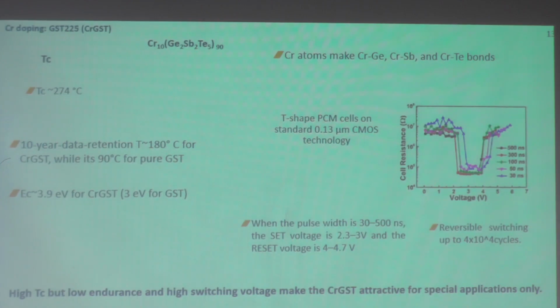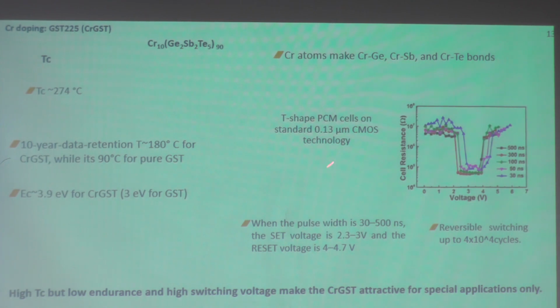Now to chromium doping, it's non-standard as it seems. There are non-standard elements, but again here the TC is increased a lot compared to pure GST. Data retention is also increased by double. EC is also increased for chromium doped GST.